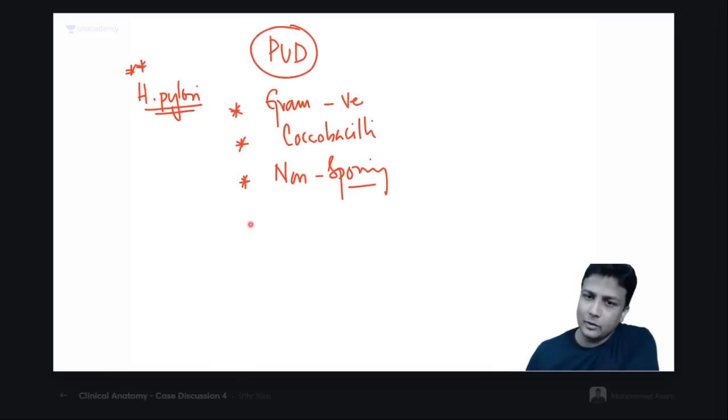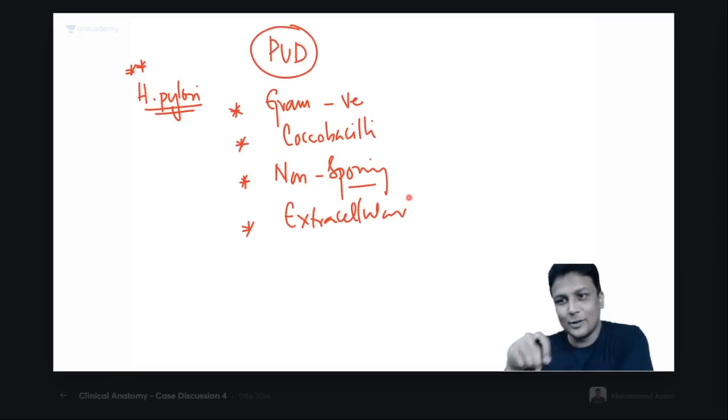And apart from that, one more thing: is it intracellular or extracellular? Remember, it is extracellular. That's the beauty of that one. It is actually present in the stomach, not inside the cells of the stomach, the gastric glands and all. It is actually outside the gastric glands. It is extracellular. Fine.